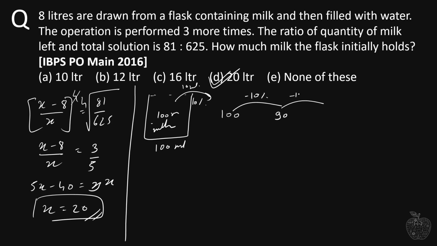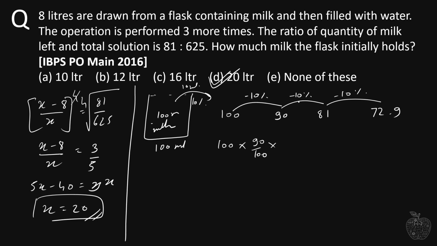Now again 10% is removed: 10% of 90 is 9, so we are left with 81. Again 10% is removed, so we are left with 72.9. What is happening here is that we are multiplying the original solution, which is 100 ml, by the leftover ratio. Because we know that 10% of the milk is gone, 90% of the milk is left, and this process is repeated 2 more times.